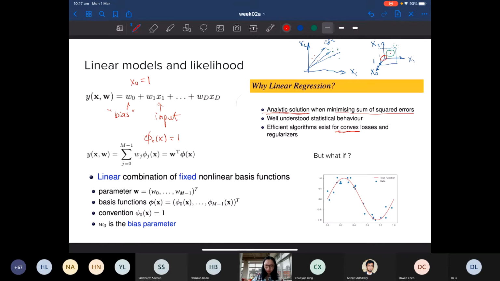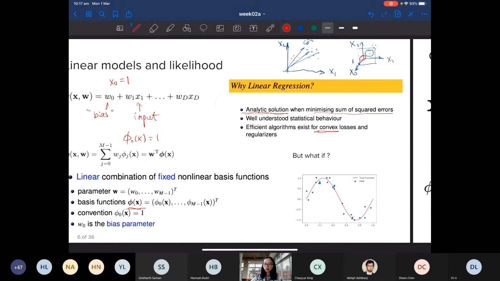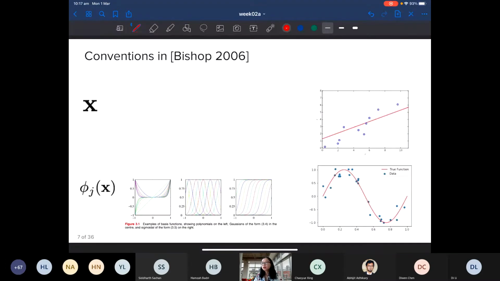So for this lecture, we're going to denote the feature input, or so-called basis functions, as the vector phi of x, as we will see in the next 2 slides. In the convention of our textbook, boldface x denotes the original input.